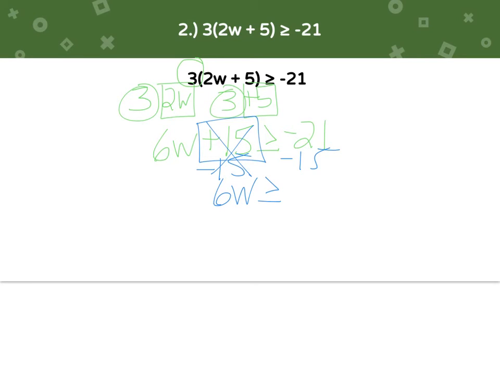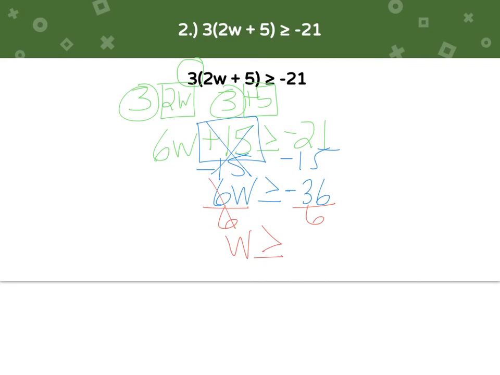You have a negative 21 and a negative 15. They're same signs, so you add and keep. 21 plus 15 is 36, and keep the negative sign. Now it's time to get rid of the 6 by dividing by 6 on both sides. That cancels out the 6 and leaves you with w is greater than or equal to.